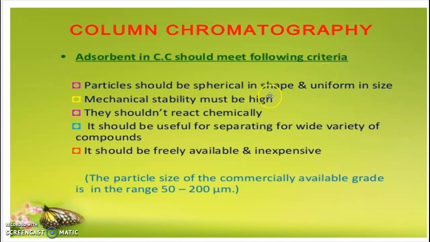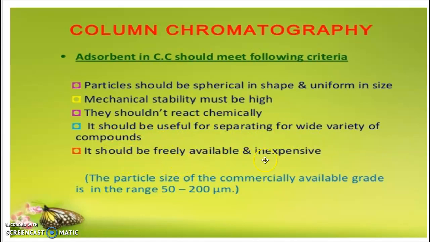Okay. Next, the adsorbent in column chromatography should meet the following criteria. The particles should be spherical in shape and uniform in size, so that there will be uniform cavities or gaps in between for the mobile phase to move, giving a continuous, uniform velocity of the mobile phase. Mechanical stability must be high. They should not react chemically with either the mobile phase or the mixture we are taking. It should be useful for separating a wide variety of components.